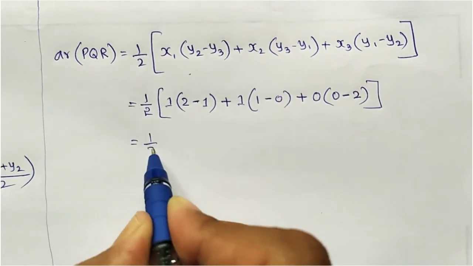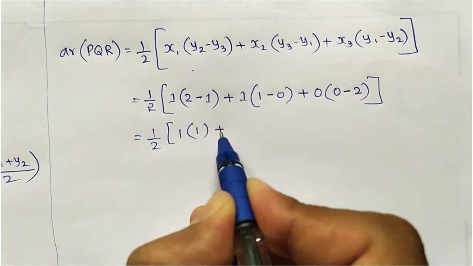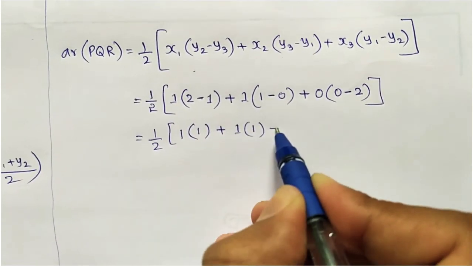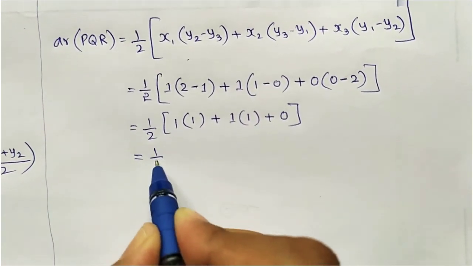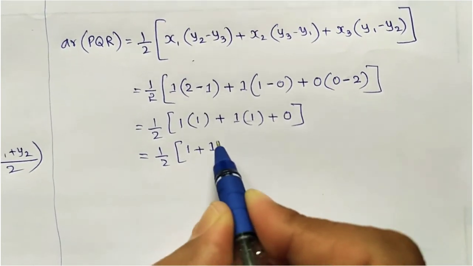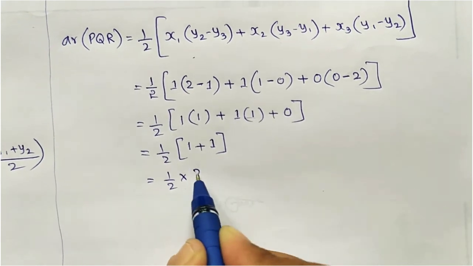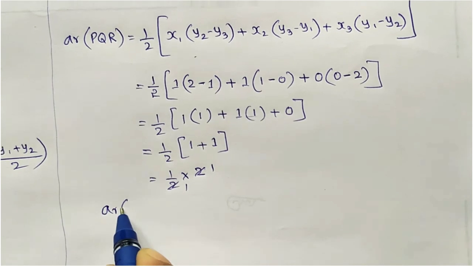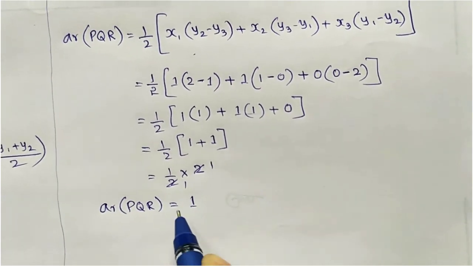So 1 by 2, 1 into 2 minus 1, 1 plus 1 into 1 minus 0, and 0 into something will be 0. Here we will get 1 by 2, 1 into 1, 1 plus 1 into 1, 1. So 1 by 2 into 1 plus 1, that is 2. 2 ones are 2. So area of PQR equals 1.